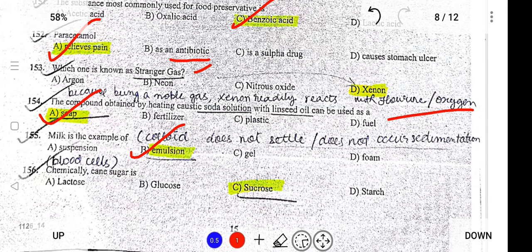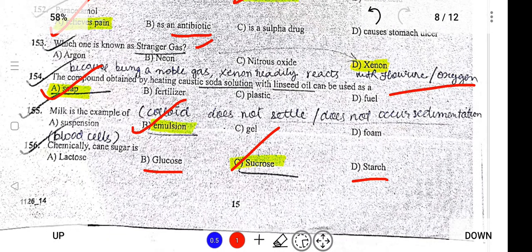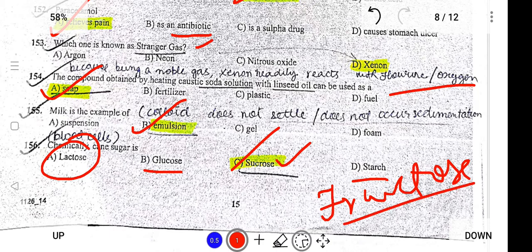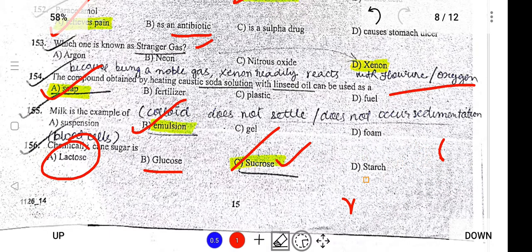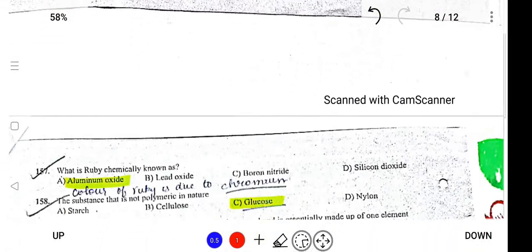Next, chemically cane sugar. So cane sugar is sucrose. Glucose is found in food particles, starch is found in fruits and vegetables, and lactose is found in milk. So lactose is in milk, and sucrose is in sugar, or fructose. The chemical formula of fructose, glucose, sucrose, lactose are all the same. It is C6H12O6 glucose. So they only differ in structure, and fructose is found in fruits, whereas sucrose is found in sugars.